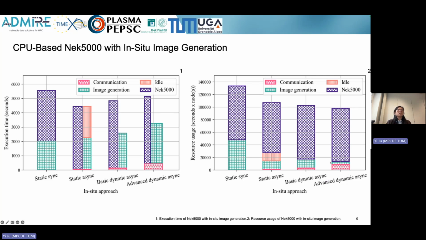An interesting thing here, we can observe that with the advanced approach, the resource usage for image generation becomes much smaller than the basic approach. That comes from the image generation being badly parallelized. It has poor scalability.